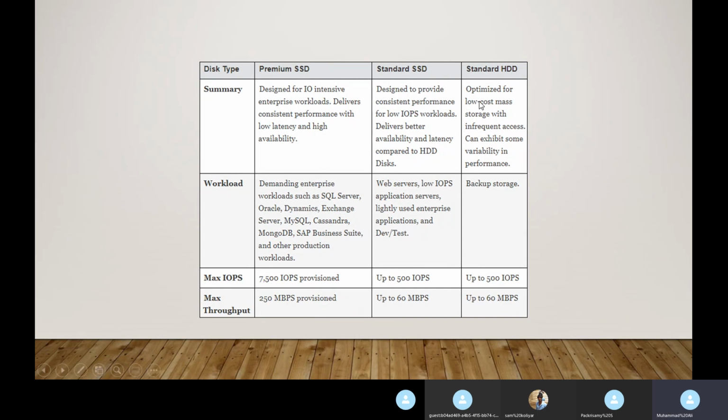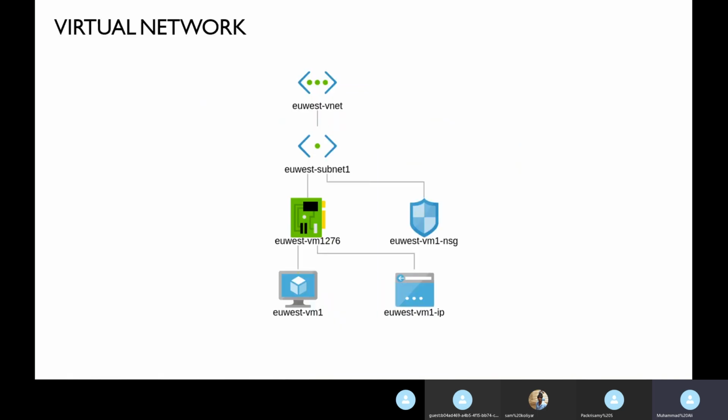Cost wise, if you see standard HDD, standard SSD and premium SSD, standard HDD is very low, standard SSD is higher, premium is very high. Standard SSD is for web servers, so for low IOPS applications you can use standard SSD. When you're going to production where heavy SQL database transactions are happening, you have to choose premium SSD. The cost will be very high compared with the others. So based on your utilization and project requirements, you have to choose your disks.